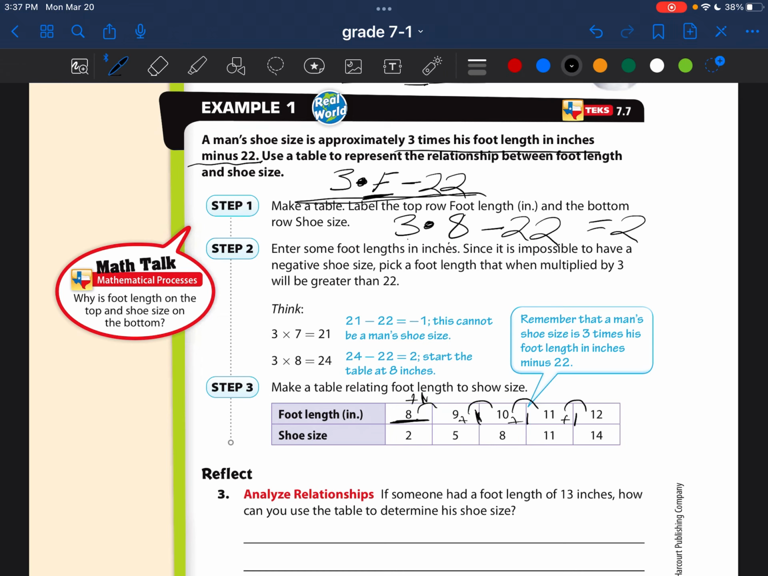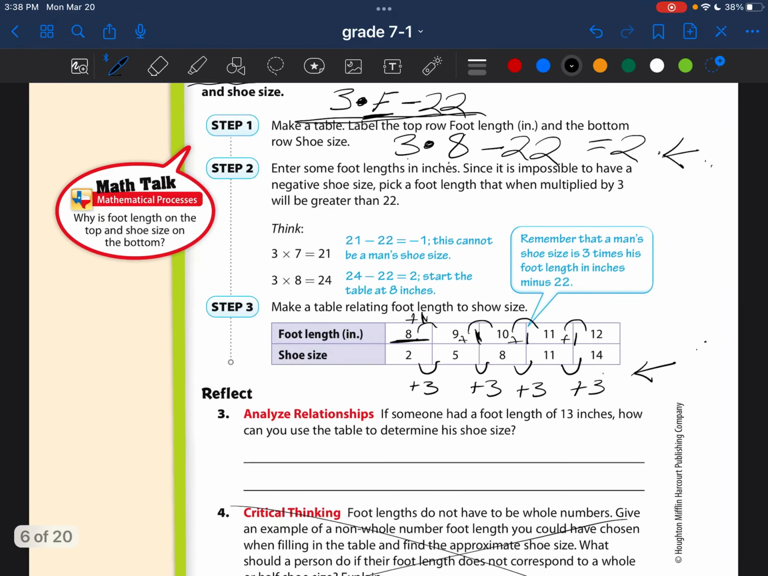Now, you can go down here and do the same thing. What are you moving by? 2 to 5 is 3, 5 to 8 is 3, 8 to 11 is 3, and 11 to 14 is 3. So you can do it this way, or you can do it this way. Either one is fine, as long as you understand how you get where you get. You can also do both to double check each of your answers. That's perfectly fine. Let's move on down to the questions here.